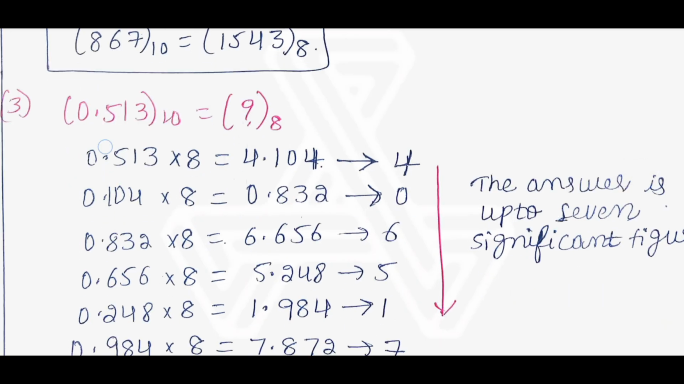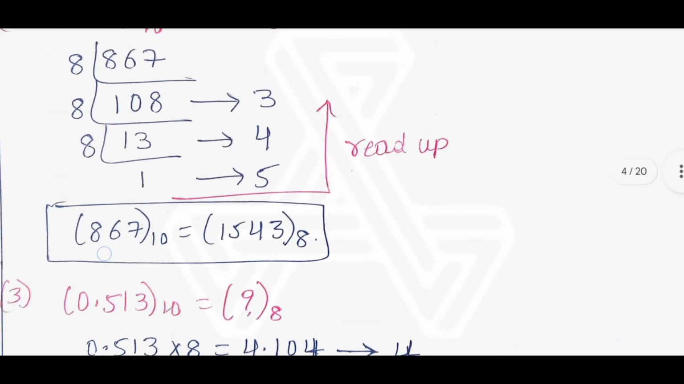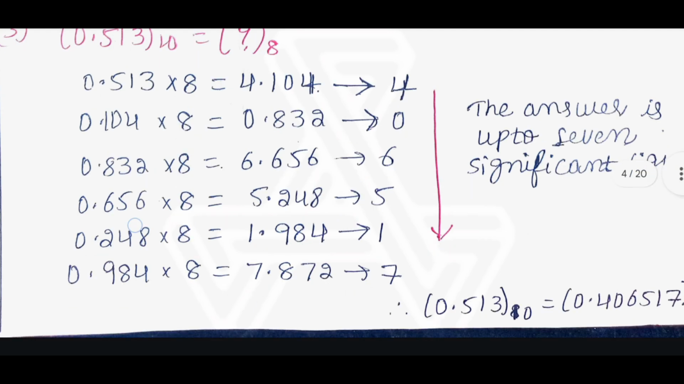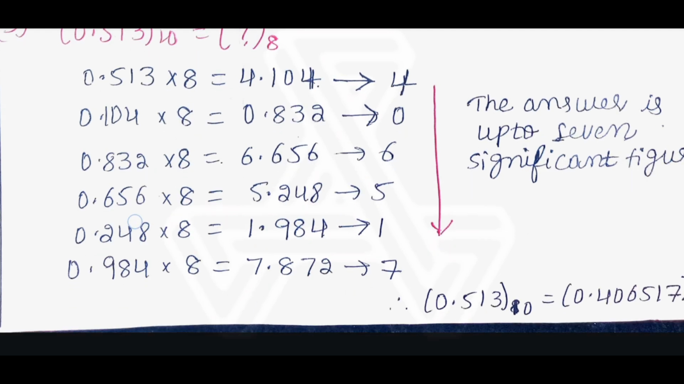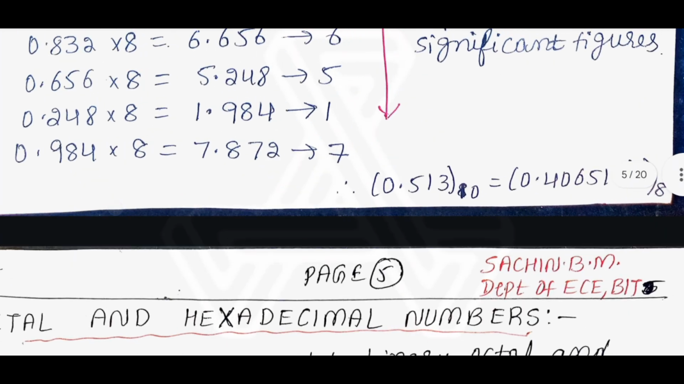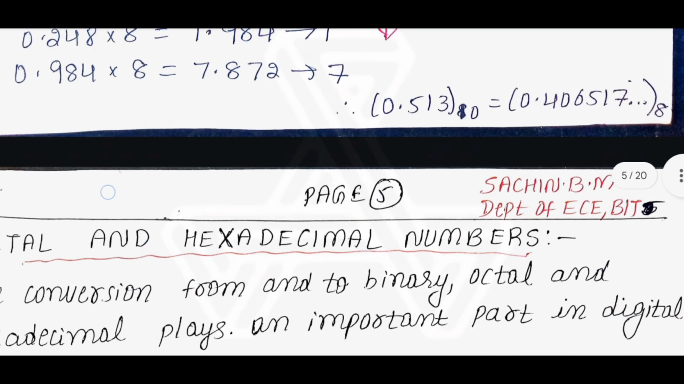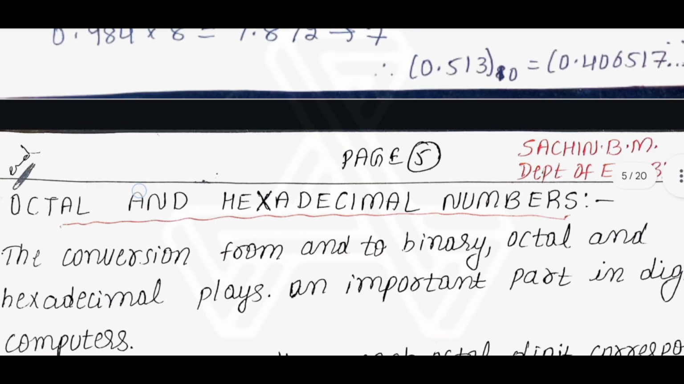0.513 into 8. 0.104 into 8. Then we should read it down. So we have 0.406517 to the base 8.